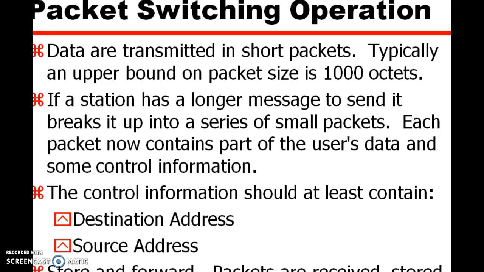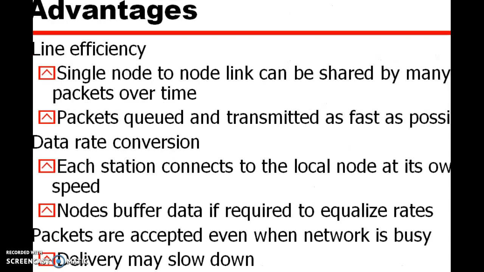How it operates: data are transmitted in short packets and the size of that packet is 1000 octets. If a station has a longer message to send, it breaks it up into a series of small packets. Each packet now contains parts of user data and some control information. What is that control information? Control information is actually the destination and source address.